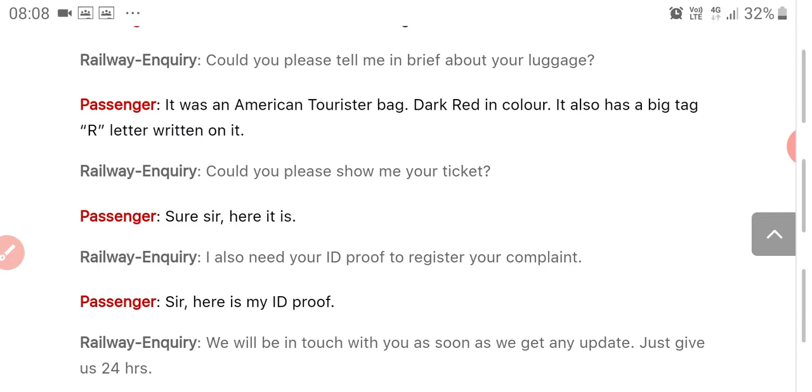So you could say the time. Could you please tell me in brief about your luggage? Obviously, they'd expect you to describe your luggage as to what you exactly lost.